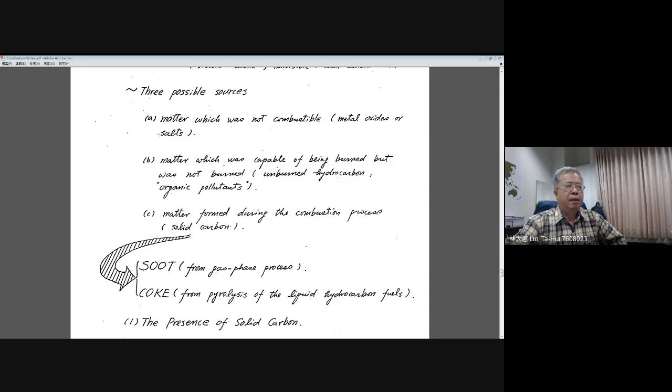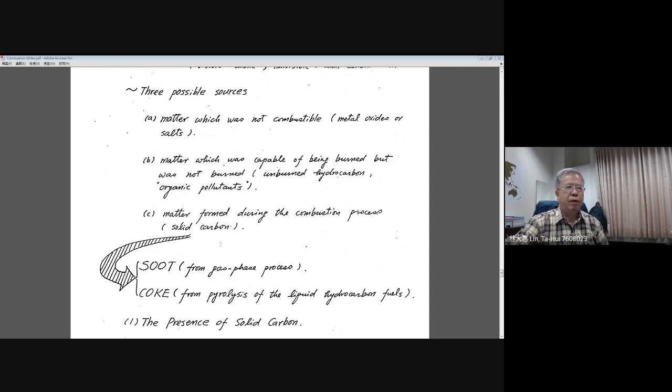Okay. The third one is very special. It is the matter formed during the combustion process. That means, usually you can see it from the flame, we call this solid carbon. Why can we have these kinds of material? You need to understand the process of the nucleation of carbon. Later on, we will discuss.